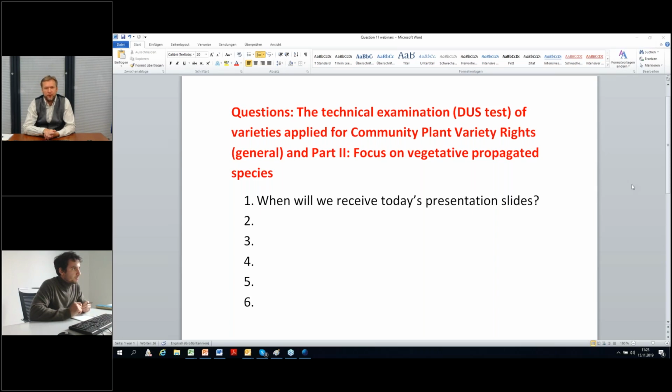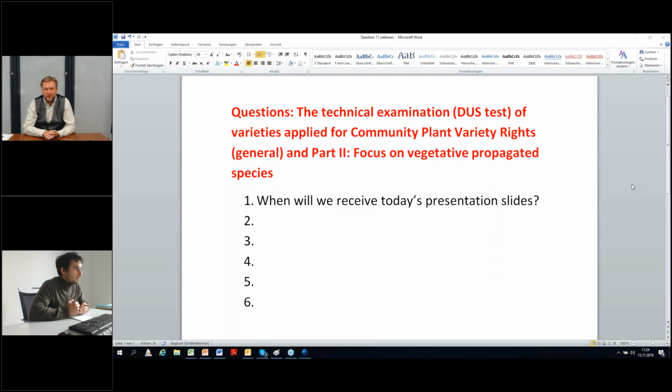That's true. Are there other species that could be examined both with seed propagation exam or test, and vegetatively propagated test, or are they not? There are indeed varieties propagated by both means.